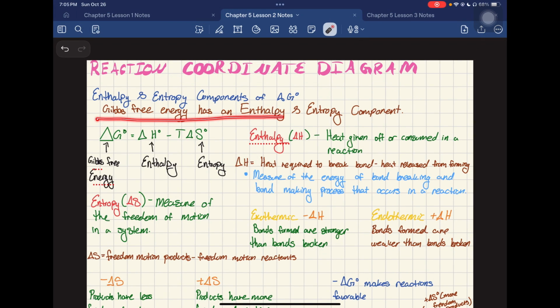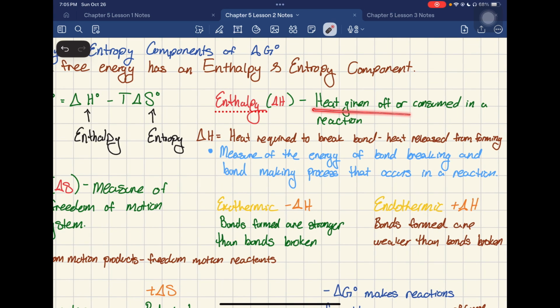Gibbs free energy has an enthalpy and entropy component. Delta G is Gibbs free energy, delta H is enthalpy, and delta S is entropy. And delta means change in. So enthalpy, delta H, is heat given off or consumed in a reaction. We calculate this by saying heat required to break a bond minus heat released from forming a bond. And this is a measure of the energy of the bond breaking and bond making process that occurs in a reaction.